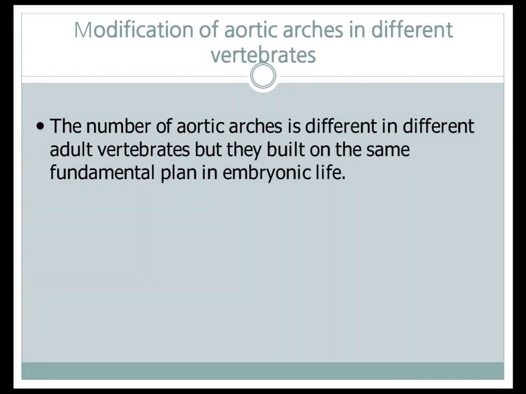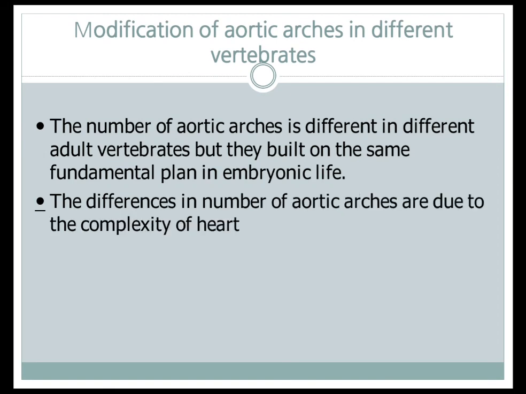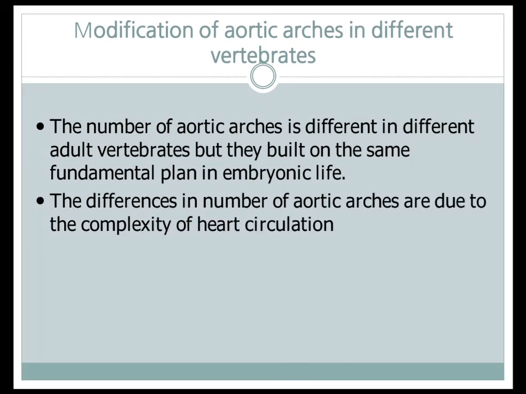Now if I go further, the difference in the number of the aortic arches is due to the complexity of the heart circulation. We have discussed this point previously also, why we have a reduced number, why we have some modification, and that modification is in the reduction of the number. Why we have a reduced number is due to some complexities in the heart, due to some complexities in the organ systems of different animals. So that's why we have the modifications in the aortic arches.